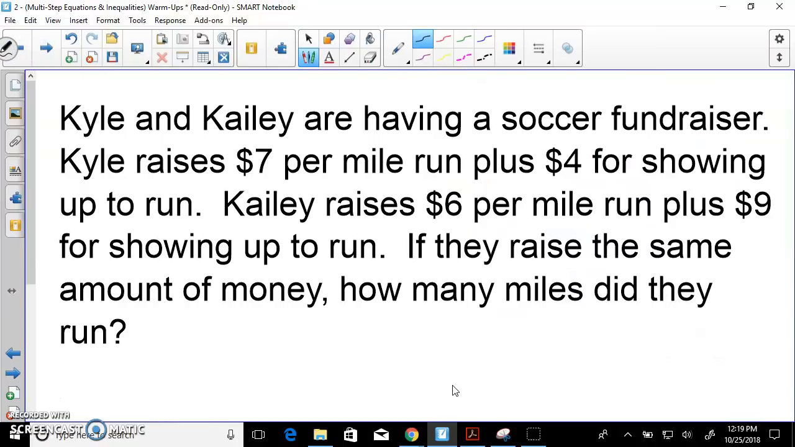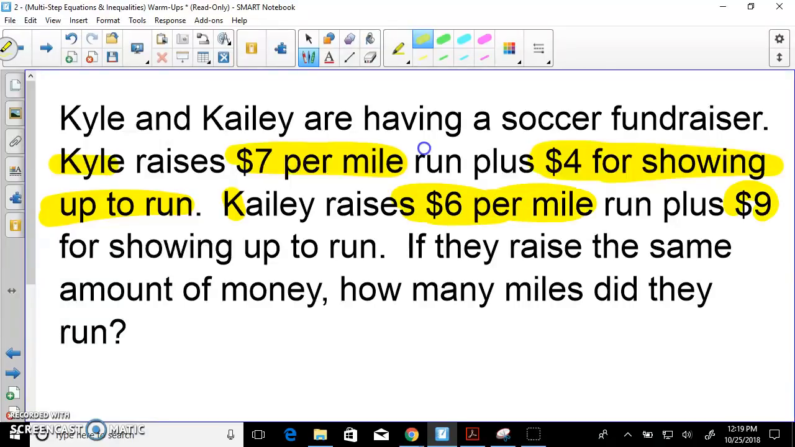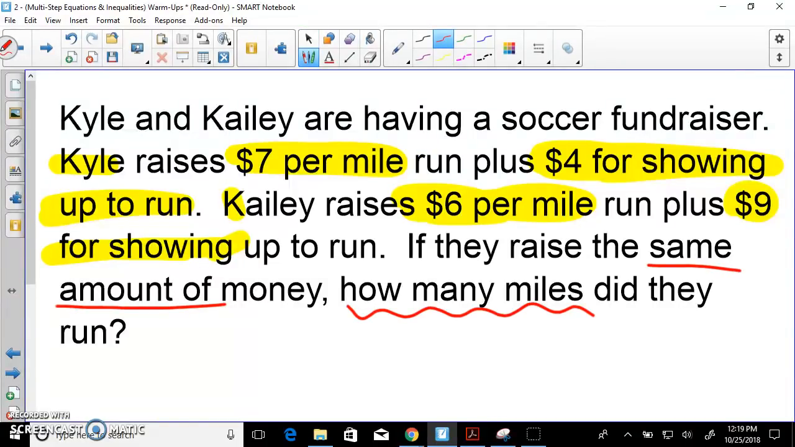Kyle and Kaylee are having a soccer fundraiser. It's not really important that it's a soccer fundraiser, but the money is important. Kyle raises $7 per mile that he runs, plus $4 just for showing up. Okay. Kaylee raises $6 per mile that she runs, plus $9 for showing up. Okay. If they raise the same amount of money, how many miles did they run?